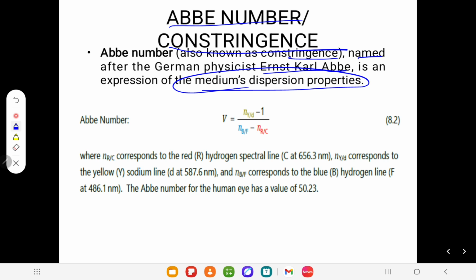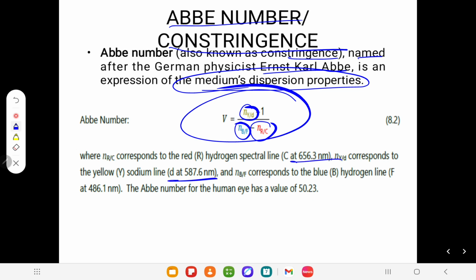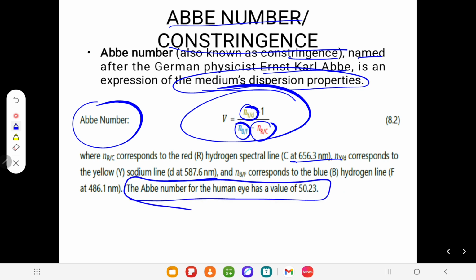You can pause the video and see the formula. It is the refractive index for yellow light minus 1, divided by the refractive index for blue light minus the refractive index for red light, at almost those wavelengths. It's very important to understand this formula, and that's how you understand the Abbe number of a particular material. And remember one very important thing, note this down: the Abbe number of the human eye has a value of 50.23, approximately 50. It's very important. Sometimes it's in MCQs, so just note it down.